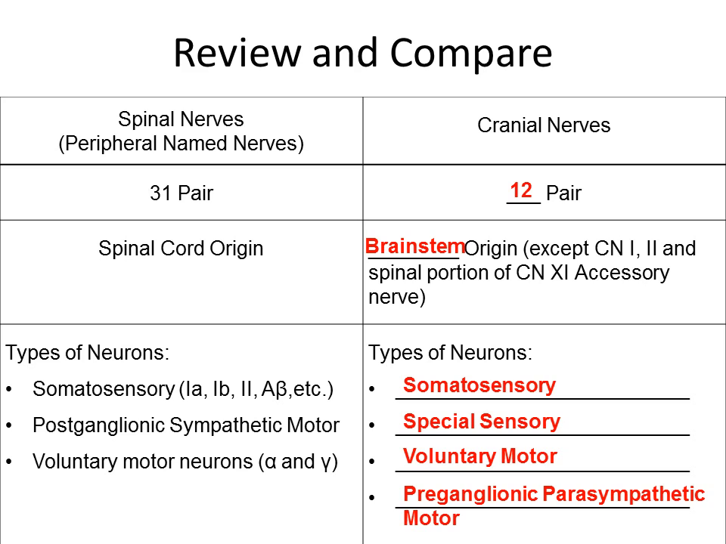We have 3 types of neurons that might be found in our named peripheral nerves coming from the spinal cord. Unique to the peripheral nerves would be postganglionic sympathetic motor neurons. Unique to cranial nerves would be special sensory and preganglionic parasympathetic motor neurons.